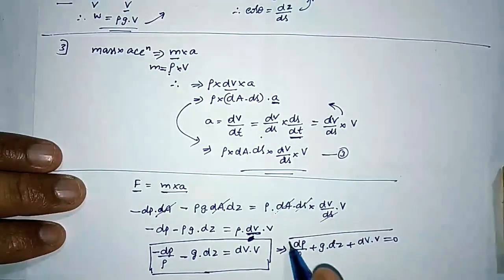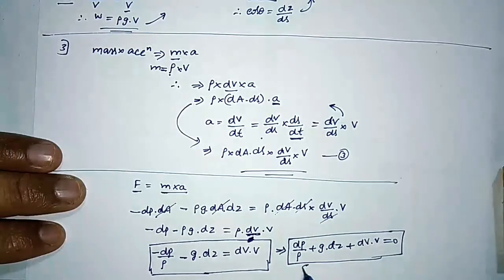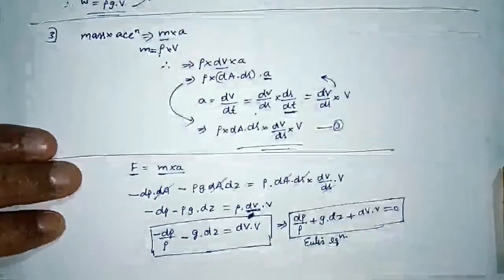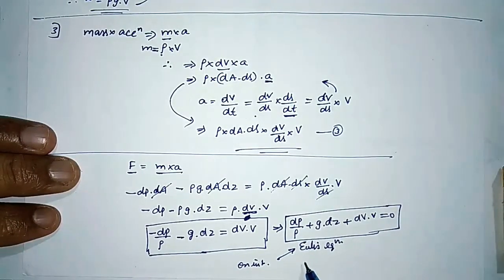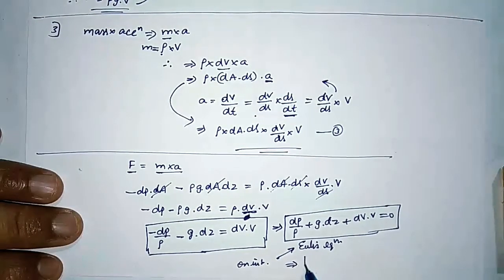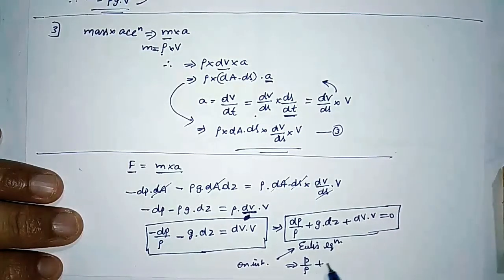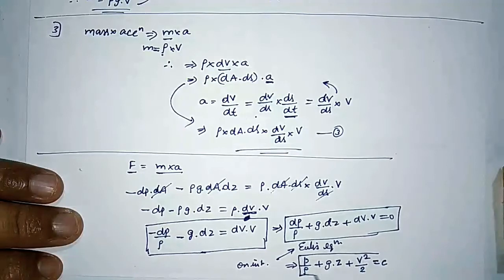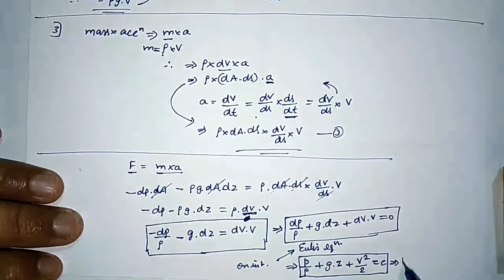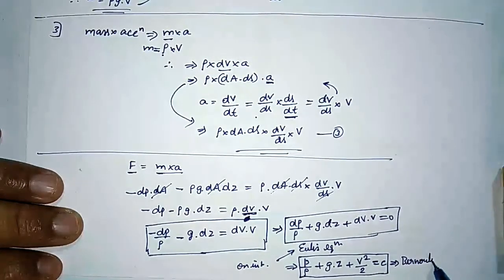Now this is the final equation of motion, or Euler's equation of motion. From this equation we can derive another equation called Bernoulli's equation by integrating. So let us integrate this equation. On integrating, we get p by rho plus g into z plus v square by 2 is equal to constant. In that, the first term is pressure head, the second term is gravity head or potential head, and the third term is velocity head.